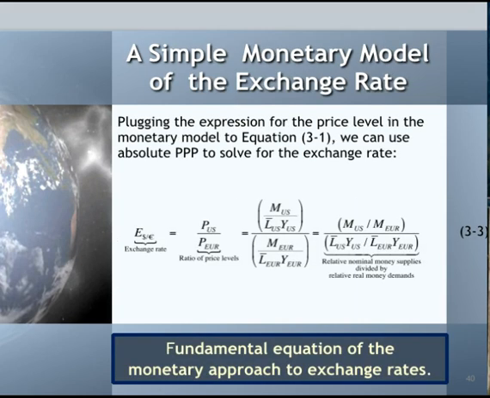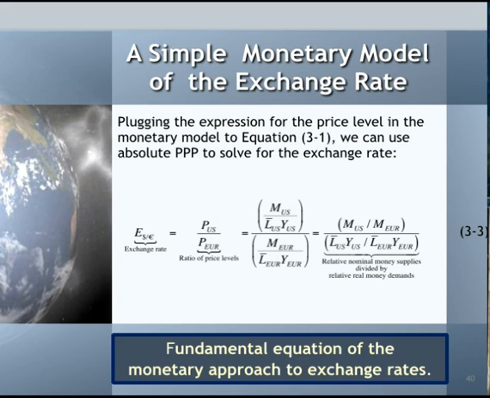So now let's move on and see if we can come up with an understanding of how this impacts the exchange rate. Let's just take the price levels here and replace them with our new equation of the money supply divided by real income. And notice that the price level for the United States is equal to the money supply of the U.S. divided by the real money demand in the U.S.